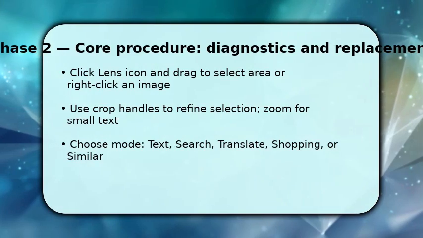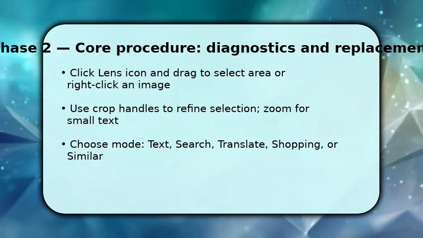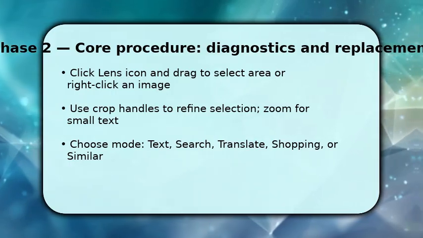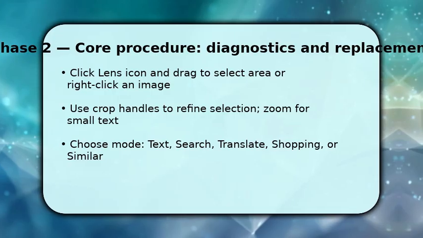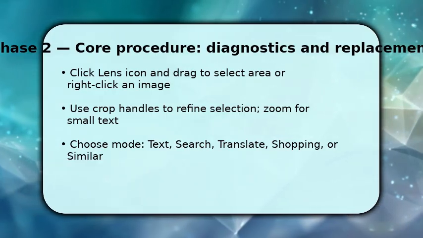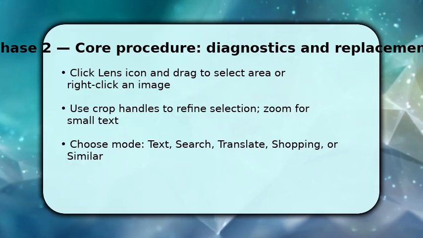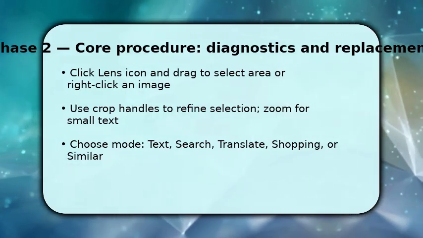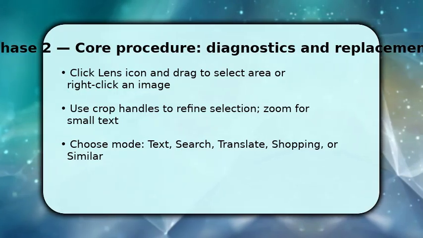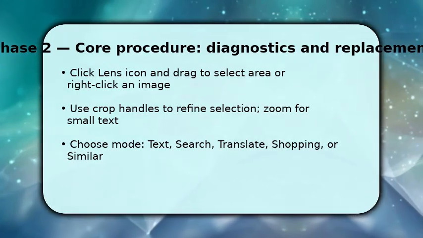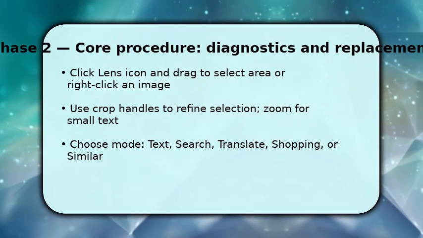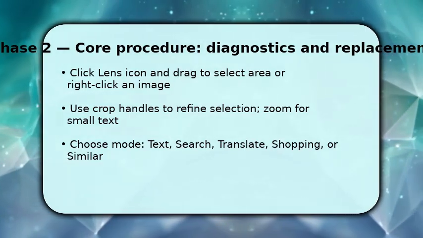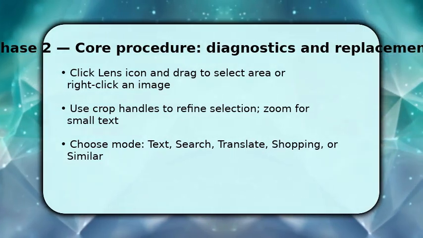Now capture and refine the region you need. Click the Lens icon, then drag to select an area, or right-click an image and choose Lens. Either method works. Use the crop handles to tighten the selection and zoom in for small text so OCR accuracy improves. Next, pick a mode: text to copy, translate to convert language, shopping for product results, or search for visual matches. Once chosen, Lens processes the area. Make sure to wait for indications that results are complete before acting.